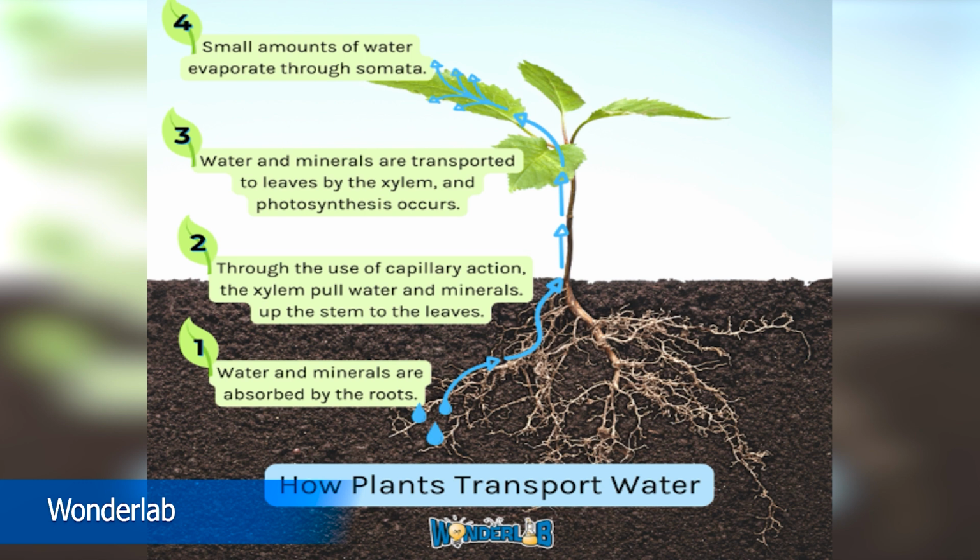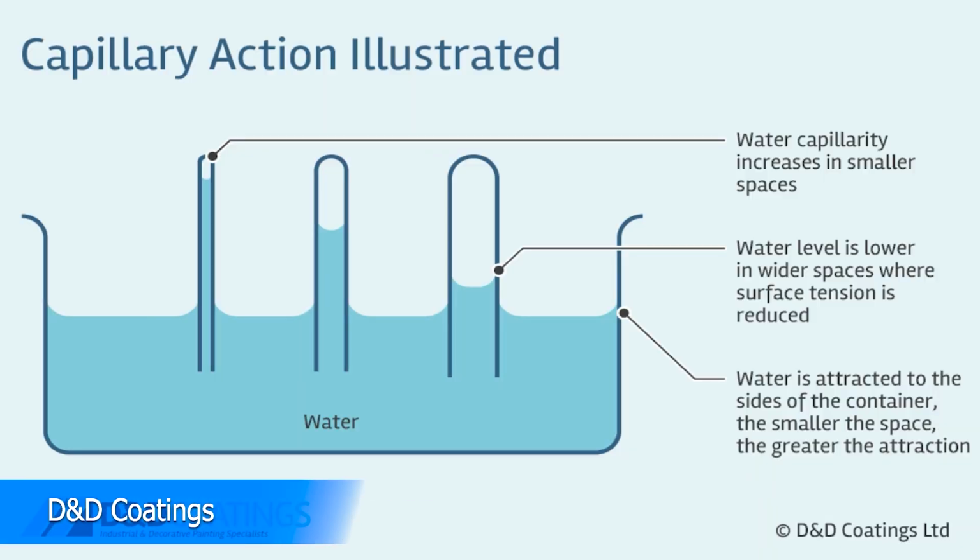Capillary action occurs when the adhesion to the walls is stronger than the cohesive forces between the liquid molecules. So, the height to which capillary action will take water in a uniform circular tube is limited by surface tension and, of course, gravity. So, this increases in smaller spaces, but water level is lower in wider spaces where surface tension is reduced, such as in a thin container or a wide container. And water is attracted to the sides of the container. The smaller the space, the greater the attraction. So, let's actually see this in action.